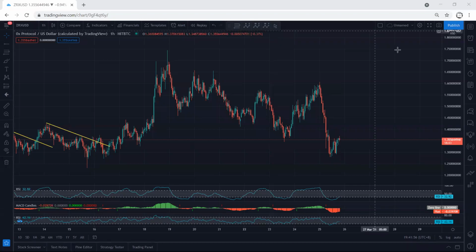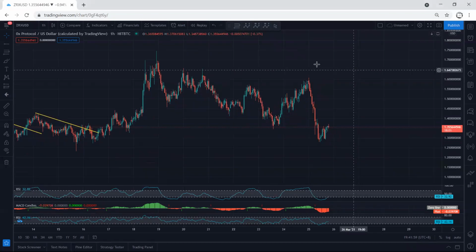ZRX, we start with 1 hour chart. If we refer to the analysis in my last video when the price was here, we mentioned we're looking for the down move. That means we'll be looking for sell, and this is what we get. Anyone who is in the sell, I think right now they should start to manage, because this one may turn to a reversal.